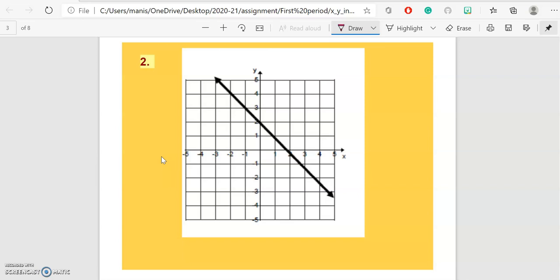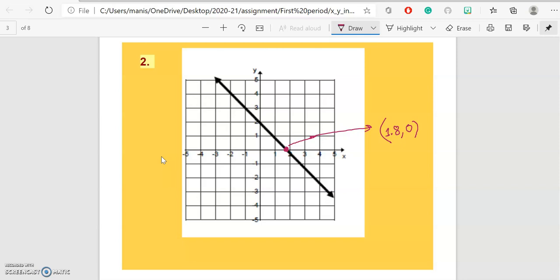X-intercept, the x-intercept is the point where the line crosses the x-axis. So if I look over here, this is my x-axis and the clear point is over here somewhere. This is the point where the line is crossing the x-axis. So my answer over here will be 1.8 something. What is the value of y? Value of y is 0.